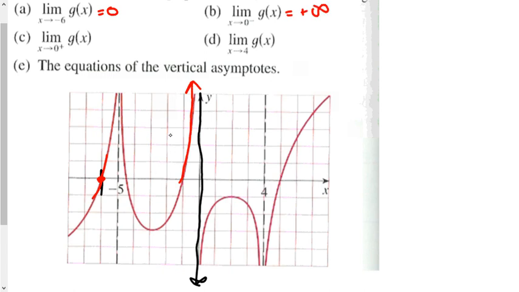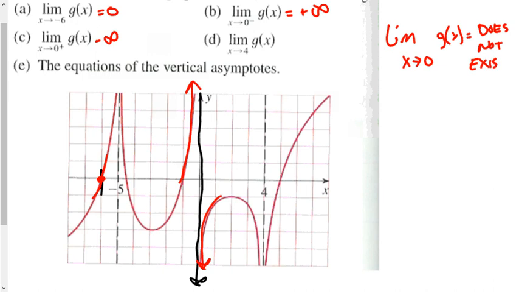This is going up. What about the limit as we approach this from the right? When we approach 0 from the right, when we start here and we come back this way, the function's going down. Okay, so this is negative infinity. Now what that means is because the left-hand limit doesn't equal the right-hand limit, the limit does not exist. That's an observation you would want to make: the limit as x approaches 0 of g of x does not exist, because the two limits are not the same.